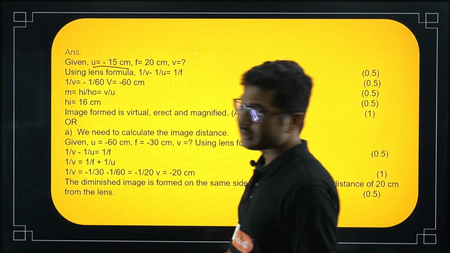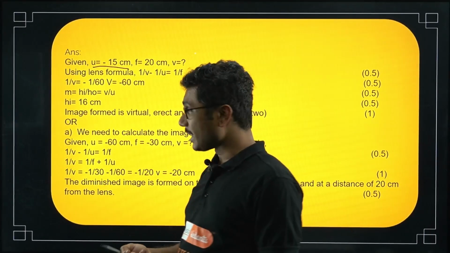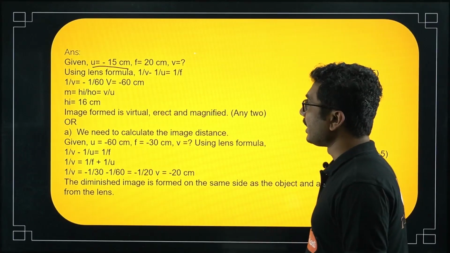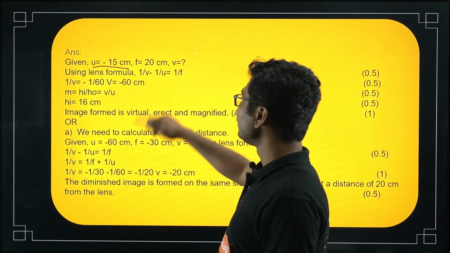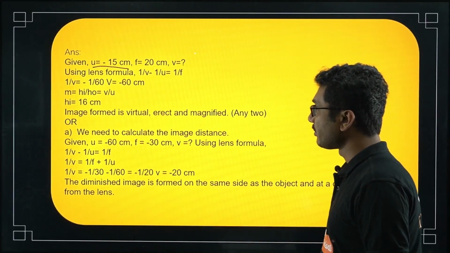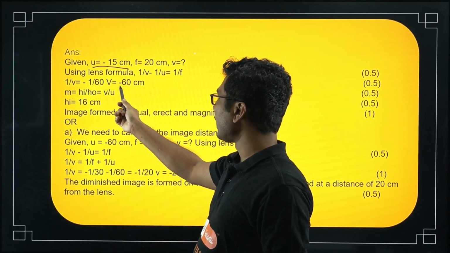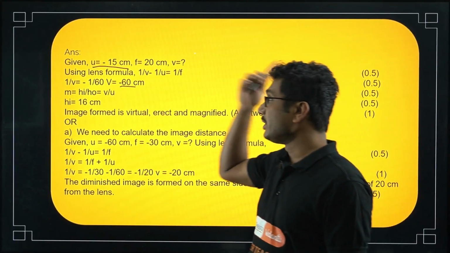There are some difficult cases where u can be positive, but that is not what we are going to discuss here. So u is negative. The focal length for a convex lens, as I said, is always positive. You have to find v. So use the lens equation, 1 by v minus 1 by u is equal to 1 by f, and then calculate, and you can find it to be minus 60. The mathematics is simple. I trust you can do that.